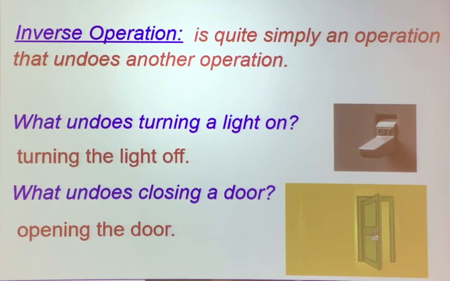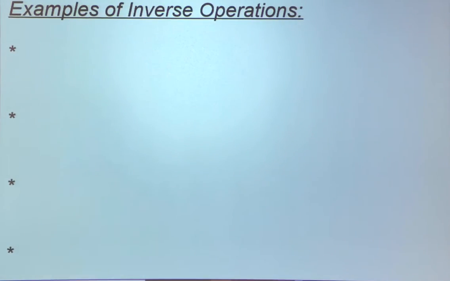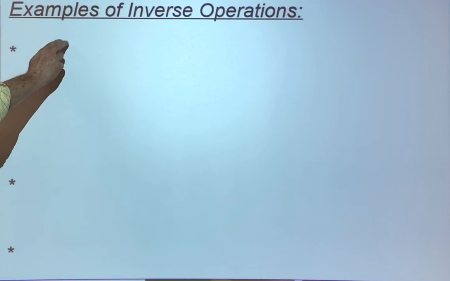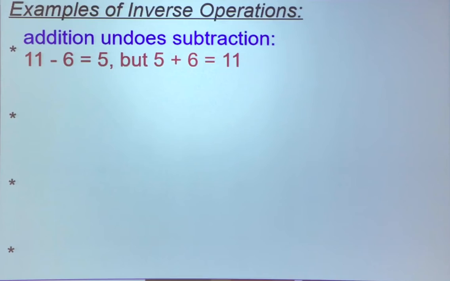So inverse operations are operations that undo another operation, okay? Like turning off a light undoes turning it on. Opening a door undoes closing a door. Let's think of that in terms of math or algebra. Okay, let's look at our first thing.